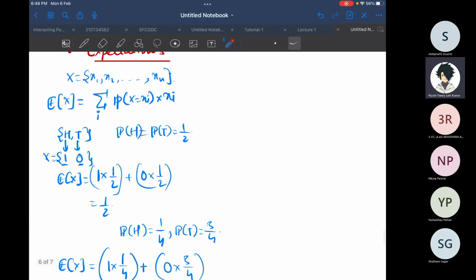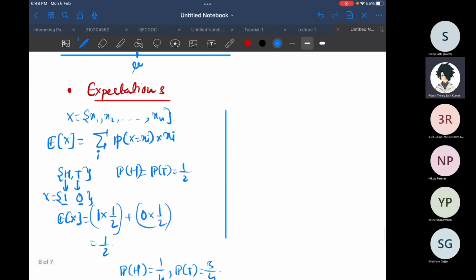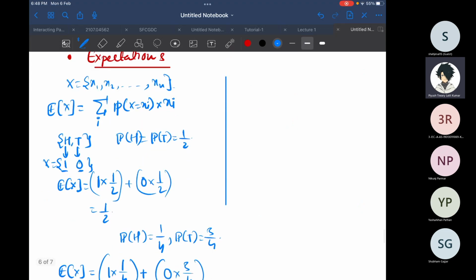So I hope I am able to convey what the broad idea of expectation is. Now, for discrete random variables, this is the formula. Well, what happens if your random variable is continuous? For example, it is Gaussian or exponential. In that case, the formula for expectation of x, the summation would change into an integral. It becomes the integral from minus infinity to plus infinity of x f_X(x) dx.